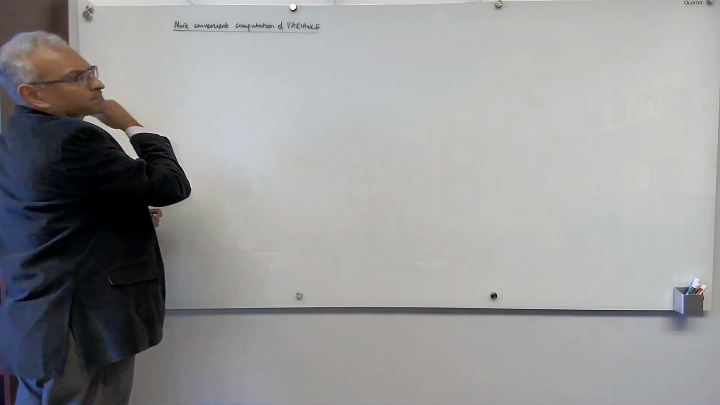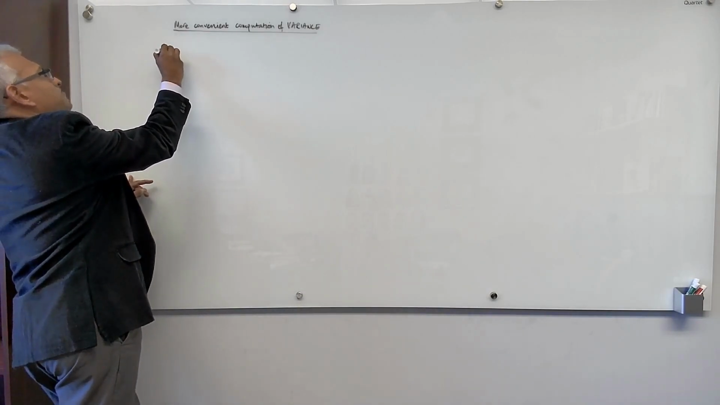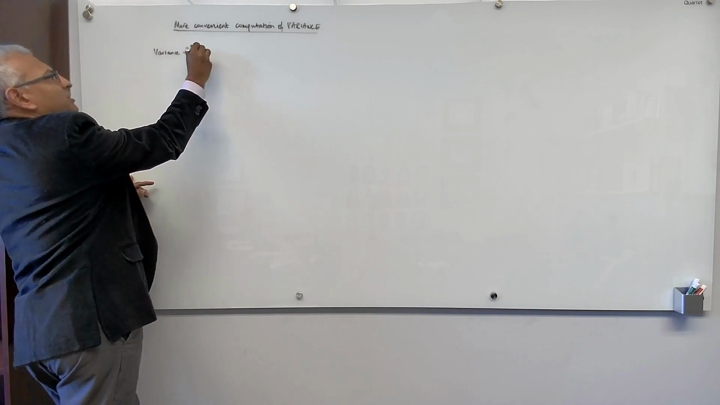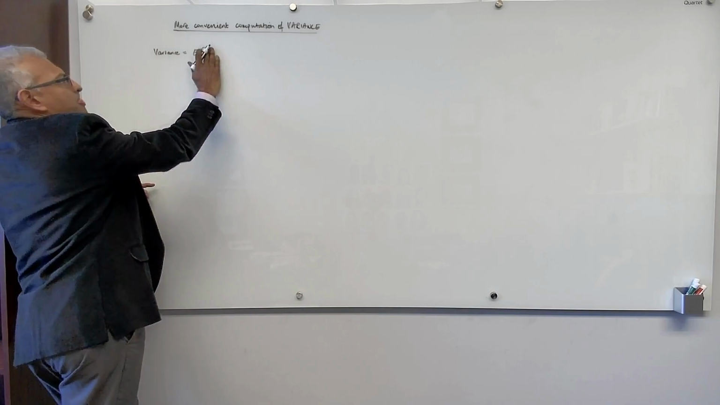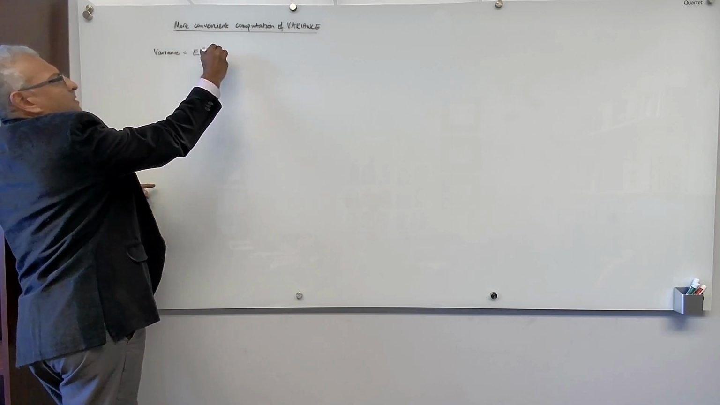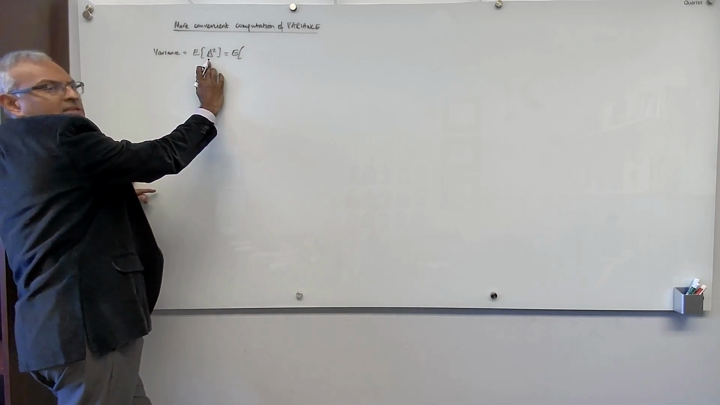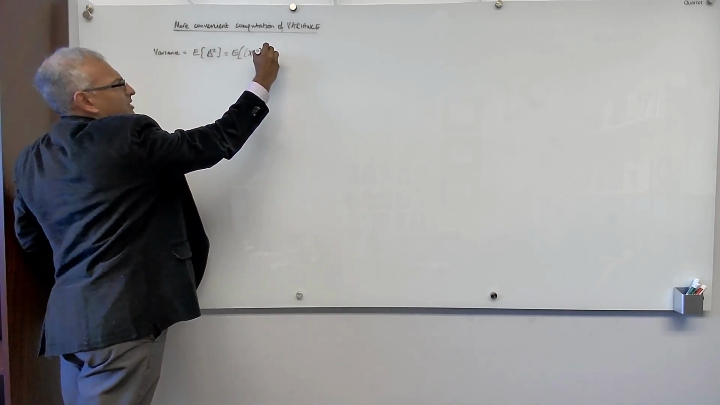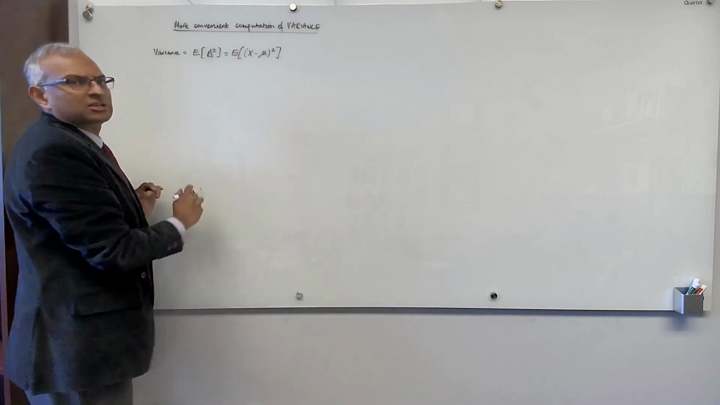So let's look at what the variance is. The variance is equal to the expected value of the deviation squared. And what's that? That's the expected value of the random variable x minus its mean, so x minus the mean squared. So this is all review of the definition. And now let's multiply out this square.